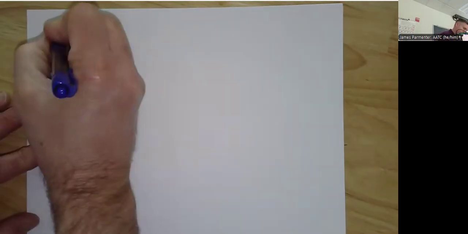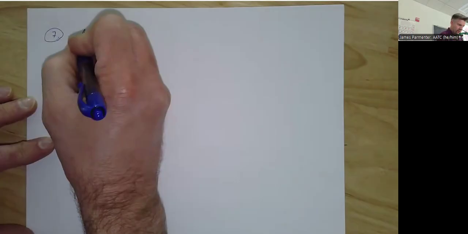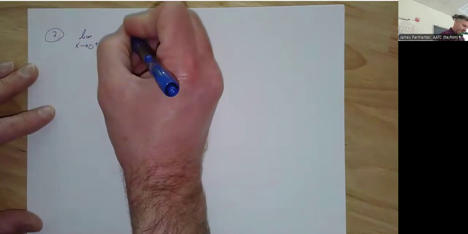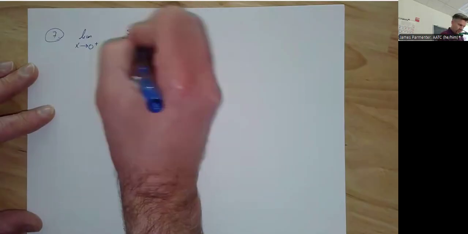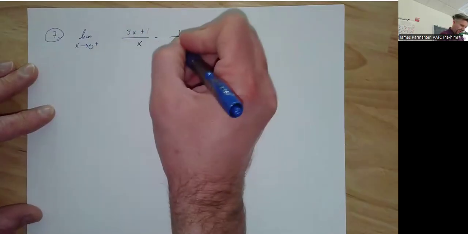Number 7. So we want to find the limit as x goes to 0 from the right of 5x plus 1 over x minus 1 over tangent of x.